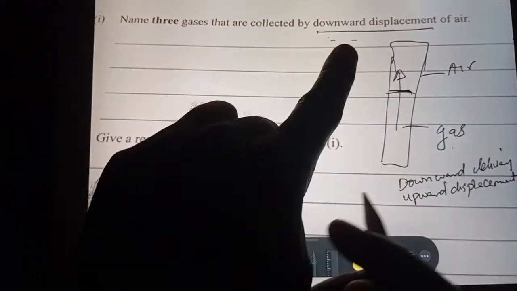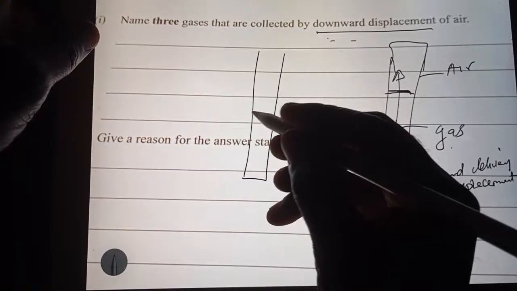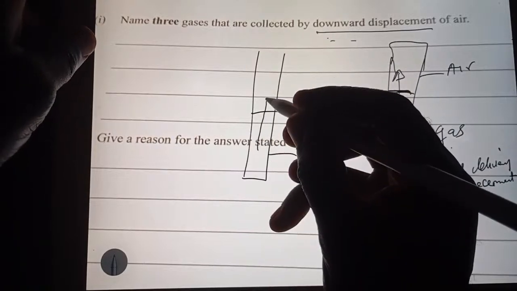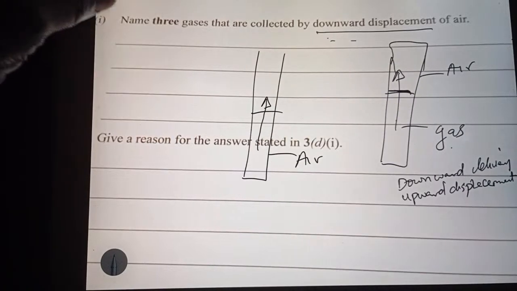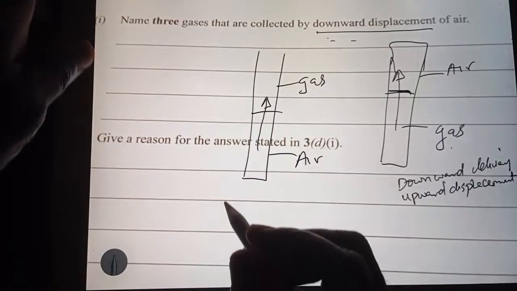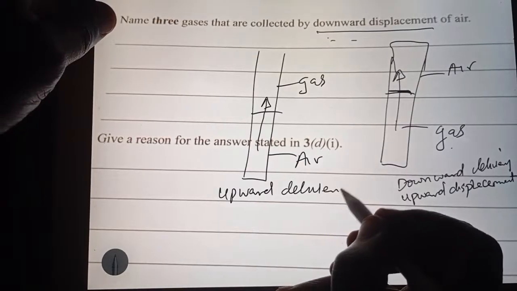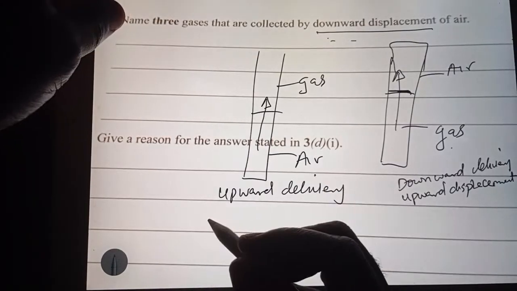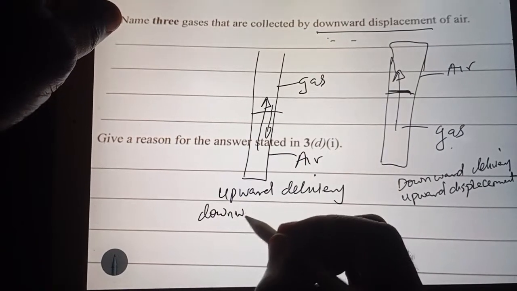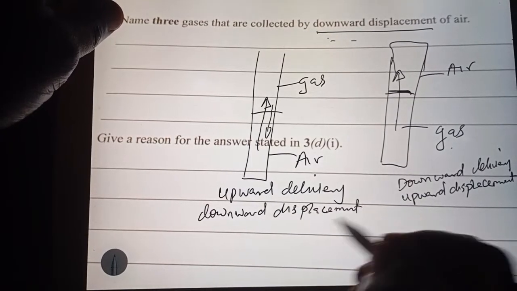But another scenario, which is what the question is asking for: here the air goes down, so it tells the gas, come on, go up, be delivered upward, don't come down here because I'm heavier than you. So what is here is now gas. This one is called upward delivery of gas, which is the same thing as the air being told to go down, which is downward displacement of air.